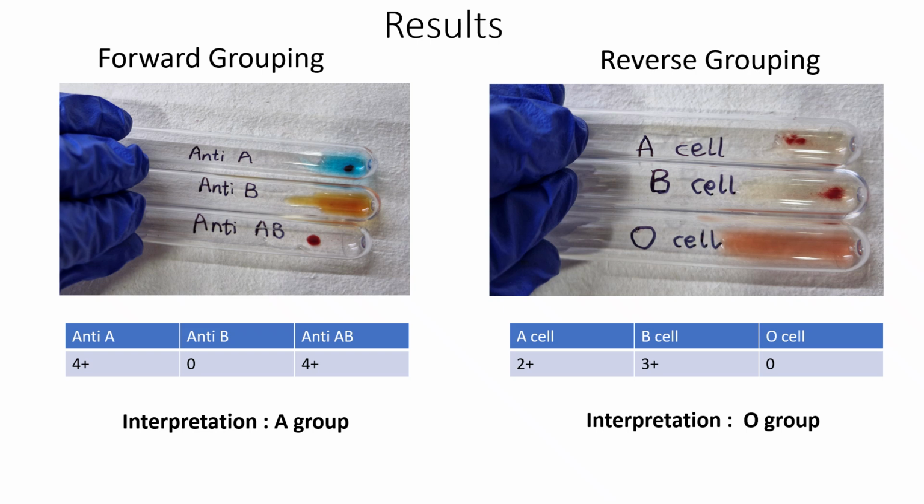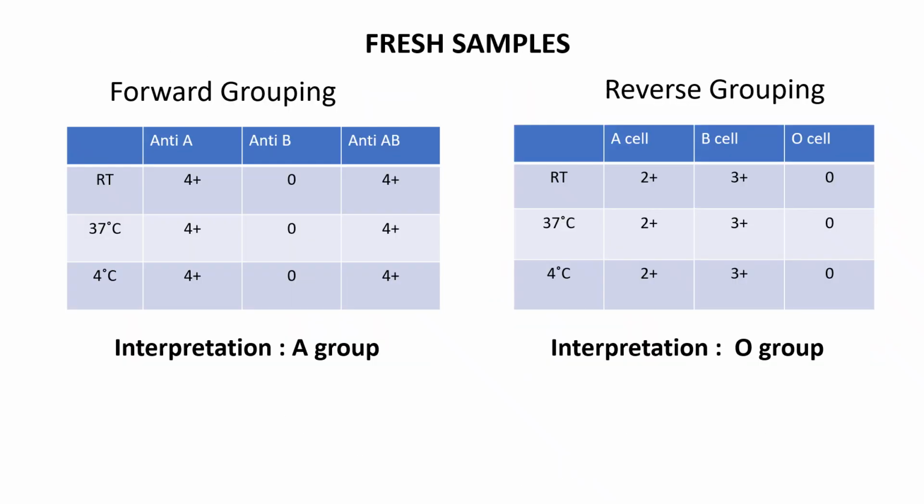The interpretation according to forward grouping is A group. In reverse grouping, in A cell, there is a 2+ reaction. In B cell, there is a 3+ reaction. And in O cell, there is no reaction. The interpretation according to reverse grouping is O group. Hence, this is a case of group discrepancy.